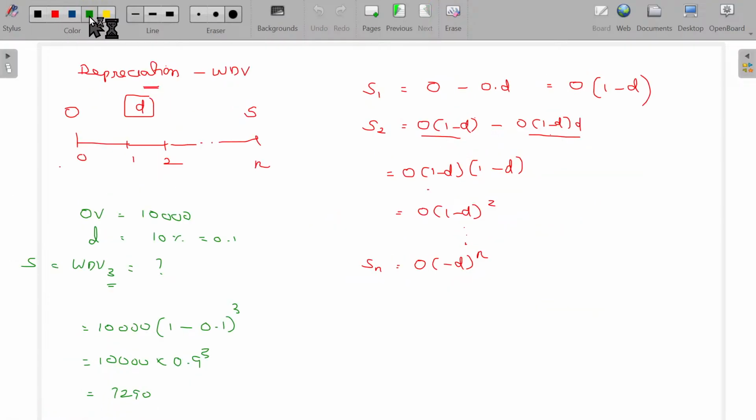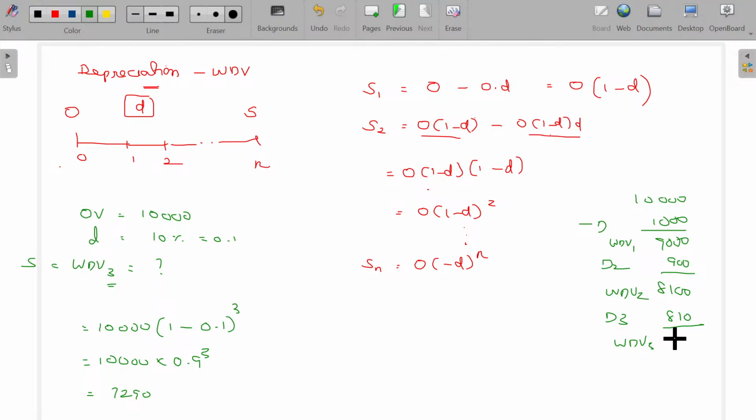See, traditionally what we do, 10,000 rupees minus depreciation for the first year 10%, 1,000, 9,000, depreciation for the second year 900. This is WDV for the first year, and after this 8,100 being the WDV for the second year, depreciation for the third year being 10% on this 8,100, and WDV for the third year being 7,290. You will get this answer.